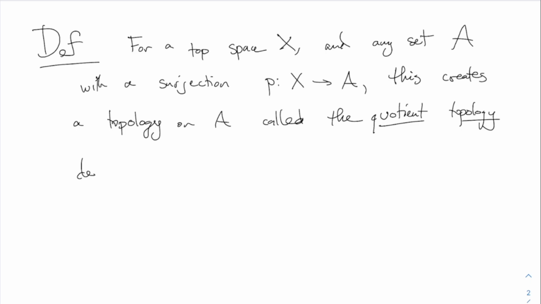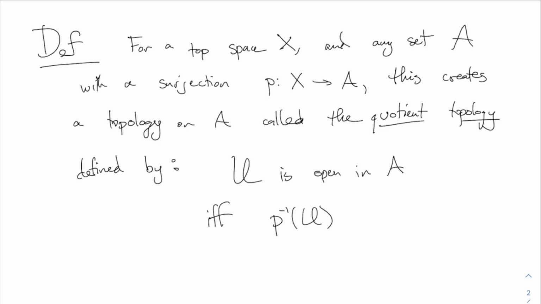And it's defined by, so I have to tell you what makes a set of A open in terms of the quotient topology. So U is open in A if and only if, here's the real definition. How do you tell if a set in the A, that is the circle, is open? It is defined to be open if and only if the pre-image P inverse of U is open in X.